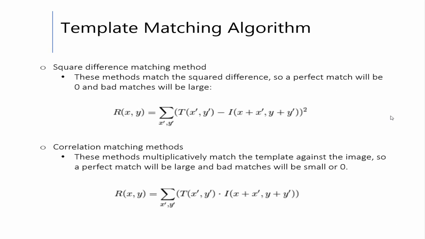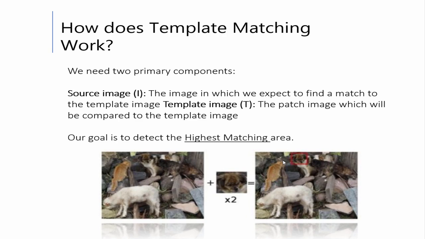There are two generic methods of template matching. If you look at the algorithms, there's the square difference matching method and the correlation matching method. One of them uses the squared differences, so the perfect match will be 0 and bad matches will be large. Or we can use the correlation matching methods. The generic one that's used is the normalized cross correlation. This method matches the image so that a perfect match will be large and bad matches will be 0.